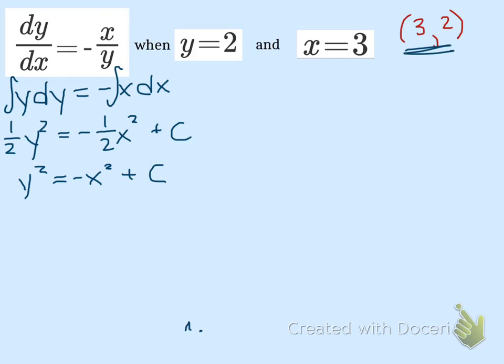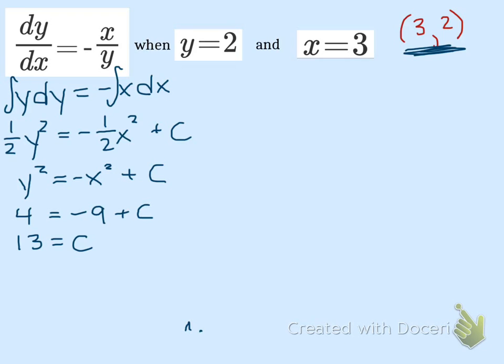So I take my initial condition and plug it in. So 2 squared is 4. The negative is outside of the square, okay? Remember, whenever it's written with negative and then x and then squared, you're squaring and then it becomes negative. So this is negative 9 plus c. So c is going to be 13. Okay, so that's my constant.